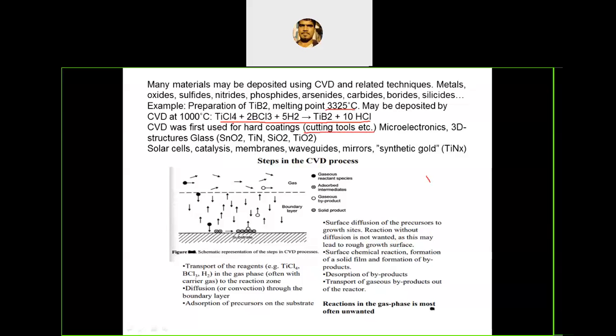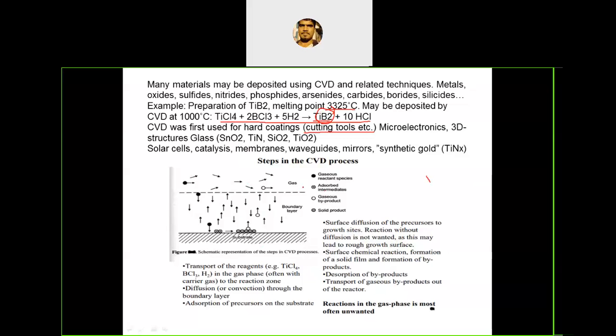And this chemical reaction takes place inside the reaction chamber and produces byproducts, and this product is deposited on the metal substrate. At the surface of the metal, this byproduct is going to deposit. It is in the vapor form.